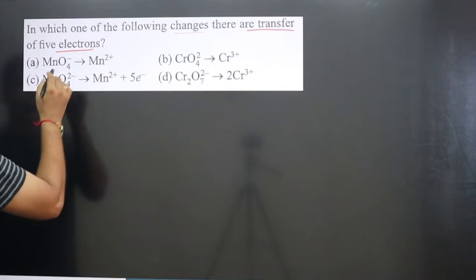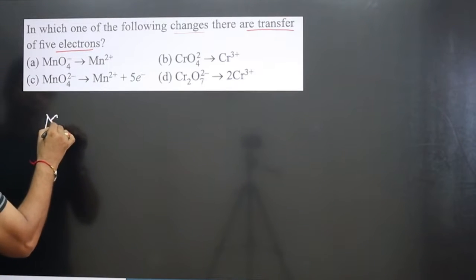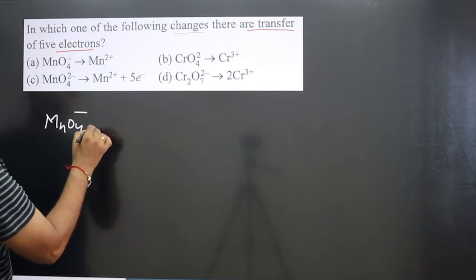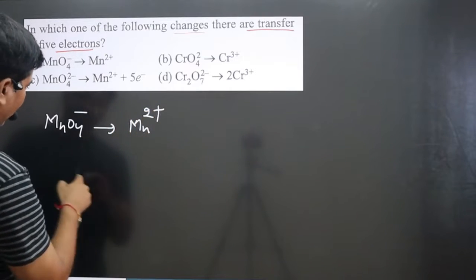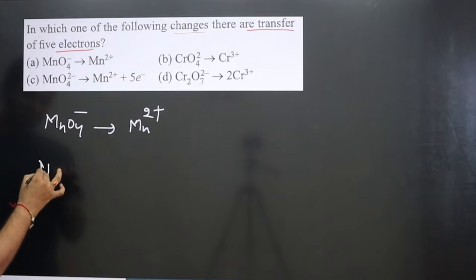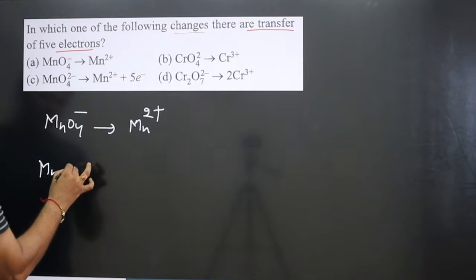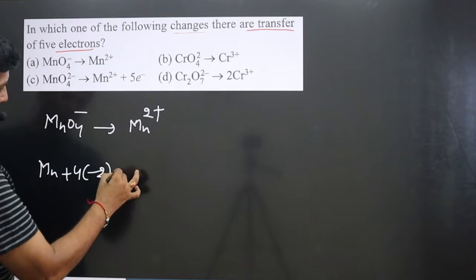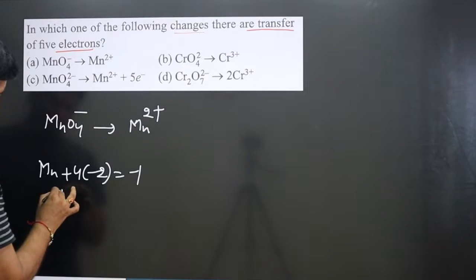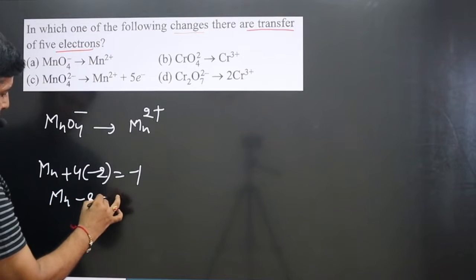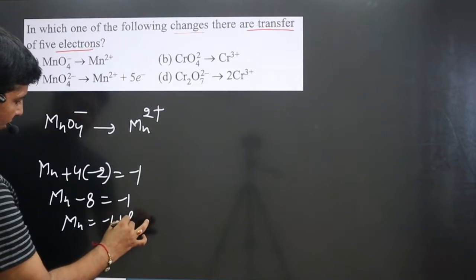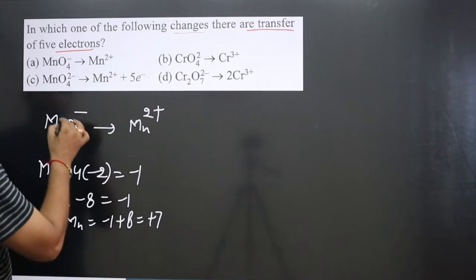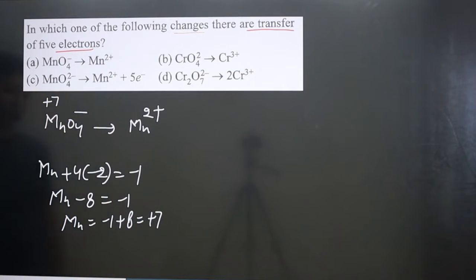In option A we have MnO4 minus going to Mn2 plus. In this case we can calculate. Mn plus 4 oxygen, each minus 2, is equal to minus 1. So Mn minus 8 is equal to minus 1. Then manganese will be minus 1 plus 8, which is equal to plus 7. Manganese is present in plus 7 oxidation number.